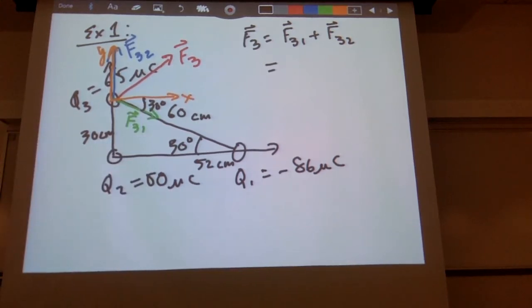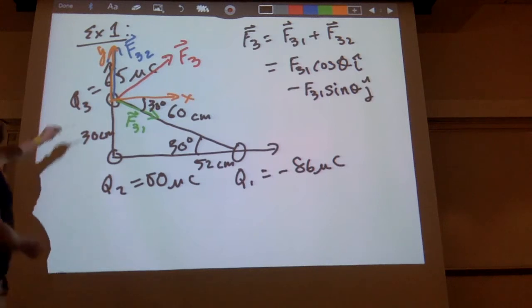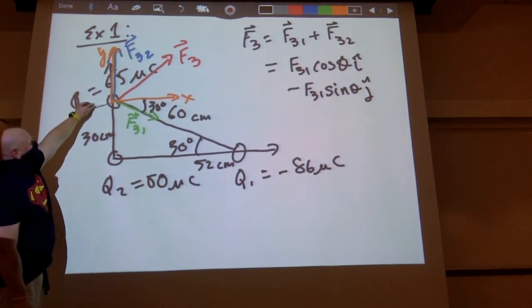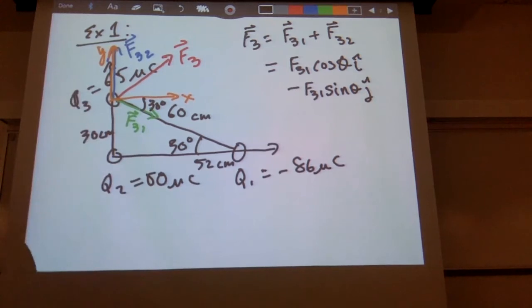So this is going to be equal to then F31 cosine of theta, I'm going to write it as theta for now, in the i hat direction, plus F31 sine of theta, actually sorry, minus, points in the negative direction, j hat, great. And then we have this force here, which is F32, which only points in the j direction. So this is then going to be simply plus F32 in the j hat direction.